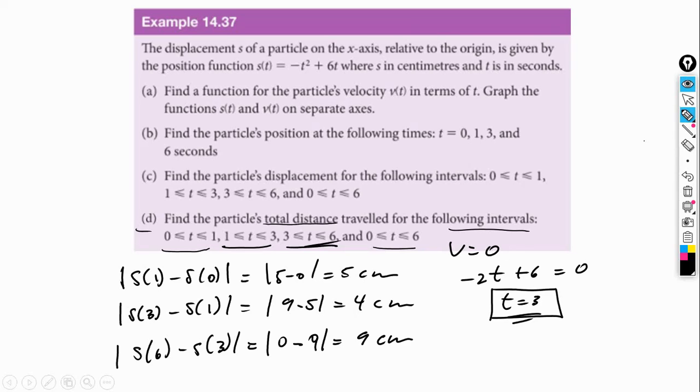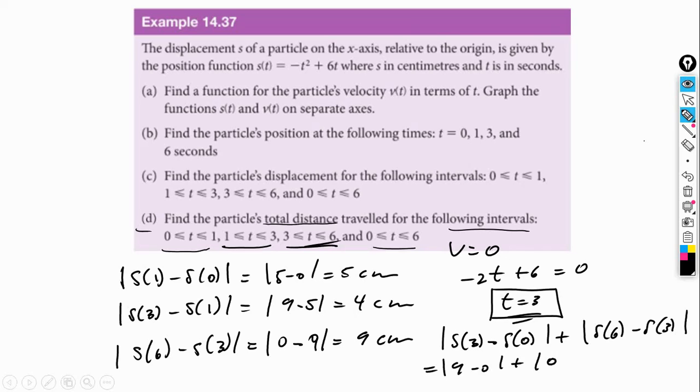What we have to do then is do these separately. So we would say, okay, what's s of 3 minus s of 0, in absolute value, plus s of 6 minus s of 3, and again, absolute value because we want the total distance. So this is going to equal 9 minus 0, absolute value, plus the absolute value of 0 minus 9. And notice that this is going to give us a total of 18 centimeters. So remember that when we calculated the displacement, we got a displacement of 0 because the object basically moved 9 centimeters and then came back 9 centimeters and ended up at the same point where it started. But if we want to find the total distance, well, that would be, of course, 9 plus 9, which is 18.